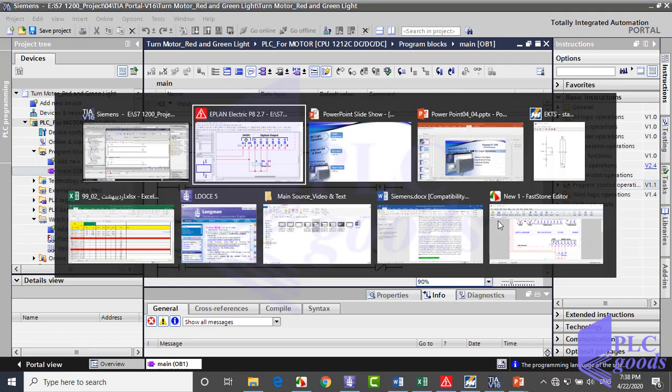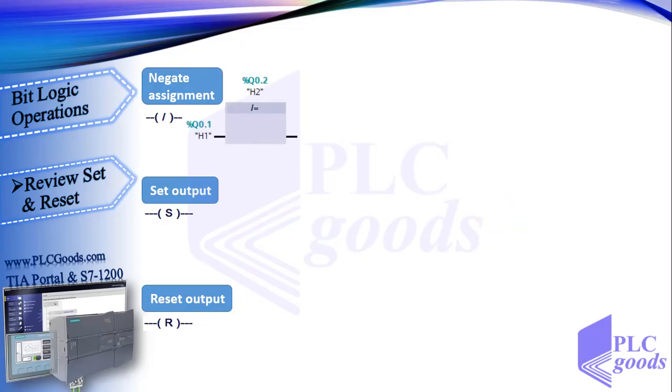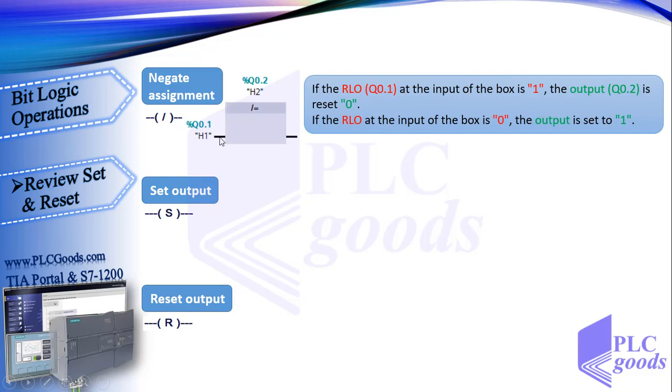Let's review them. This is the FBD symbol of negate assignment. Its input, Q0.1, is on the left, this, Q0.2, is its output. If the RLO at the input of the box is 1, the output is reset to 0. If the RLO at the input of the box is 0, the output is set to 1.